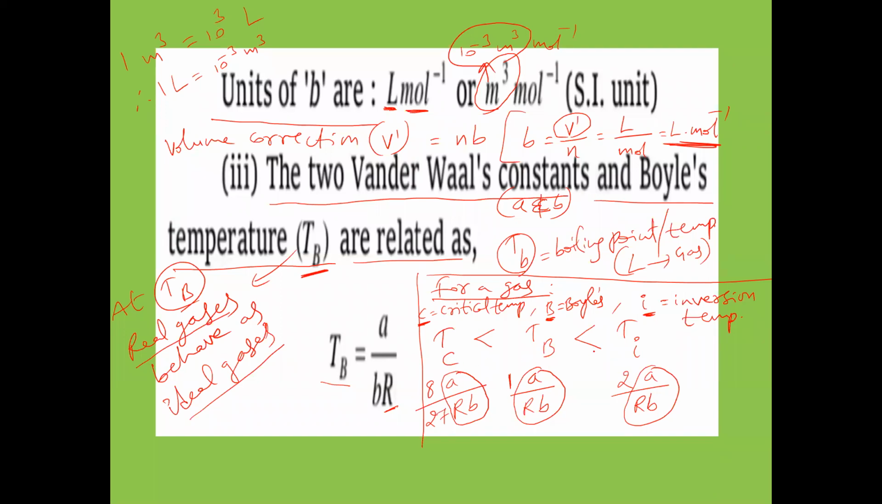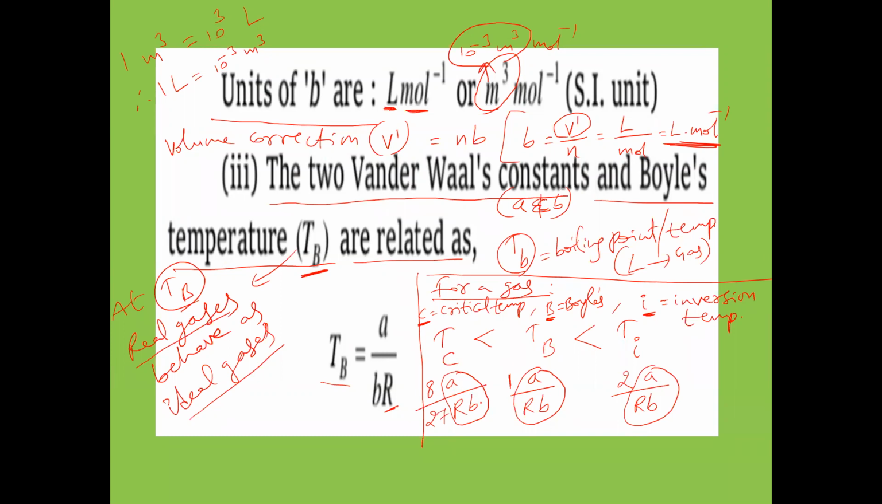About critical temperature and inversion temperature, we are going to study. And Boyle temperature, we discussed: it is the temperature at which a real gas behaves like an ideal gas. Remember those formulas now. The critical temperature, Boyle temperature and inversion temperature of a gas depend on the values of a and b. A and b are what now?